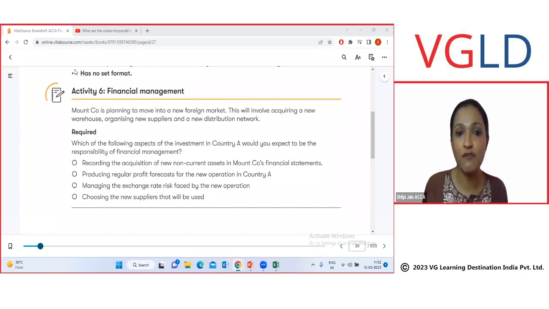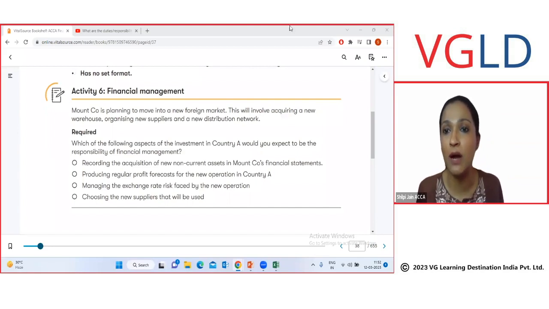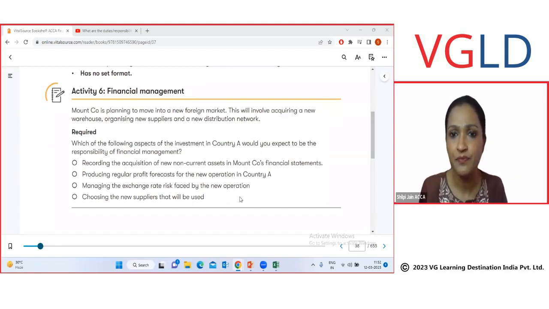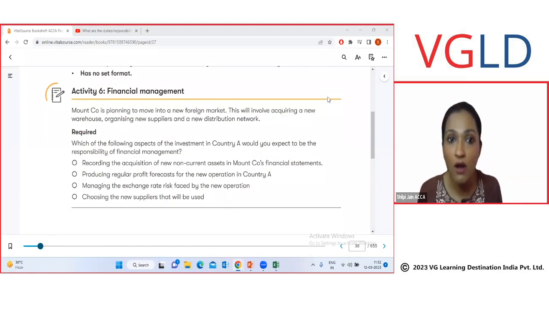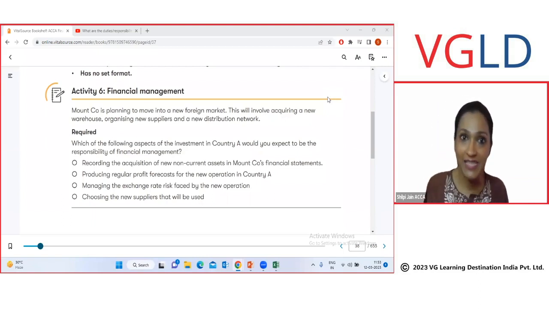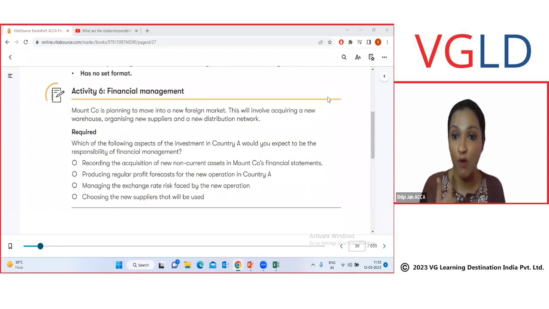Recording the acquisition of new non-current assets in Mount Company's financial statements. That is something which is definitely going to be there, but that is not going to be your primary responsibility. That is something that is just bookkeeping, right? So that is not a responsibility per se. That is just a bookkeeping job really. But yes, what you're required to do as a responsibility under the financial management gamut would be to manage the exchange rate risk, right?